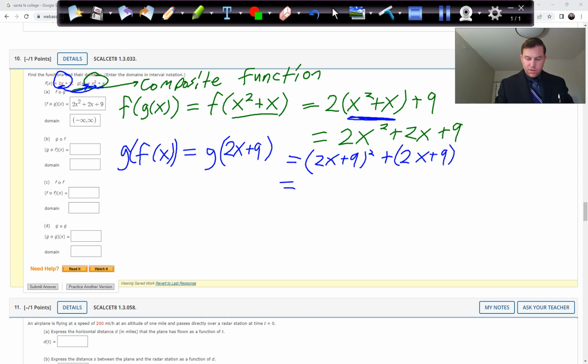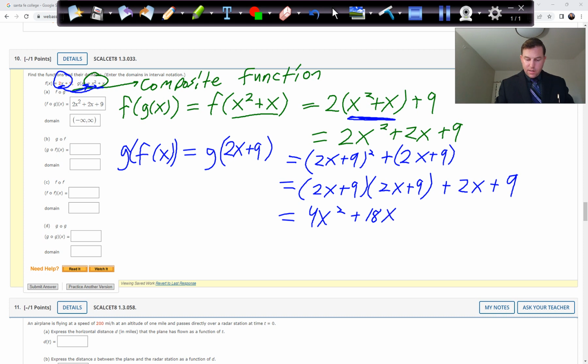Now be careful, to do 2x plus 9 squared, you have to FOIL, and I don't need parentheses for the second one really because I'm not doing anything to it. If we FOIL this, first would be 4x squared, outer would be 9 times 2x, which is plus 18x, inner would be 9 times 2x, which is plus 18x, last would be 9 times 9, which is 81, plus the 2x plus the 9, plus 36x plus another 2x is 38x, plus 81 plus 9 is plus 90.